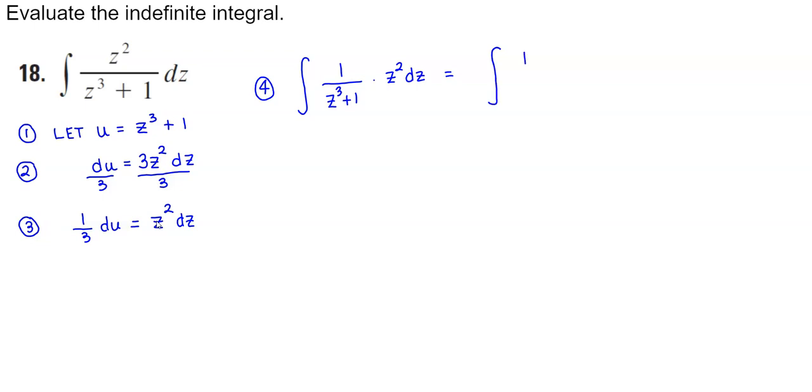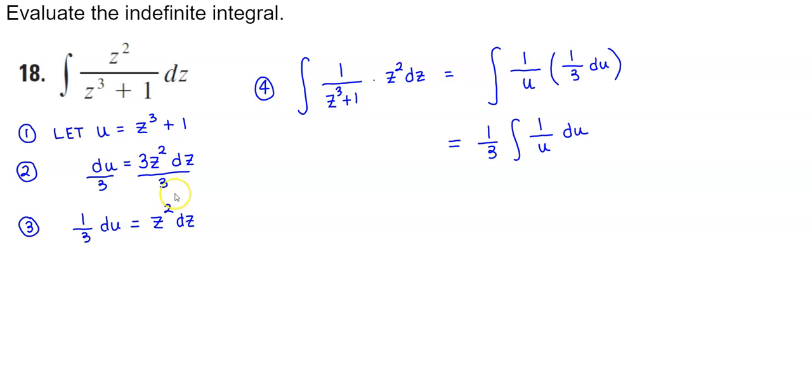So we have 1 over, well, we know that z cubed plus 1 is u, and then we're going to multiply it by z squared dz, which is 1/3 du. So that's 1/3 du. And so therefore, let's factor out the 1/3, which is the constant, times the integral 1 over u du.